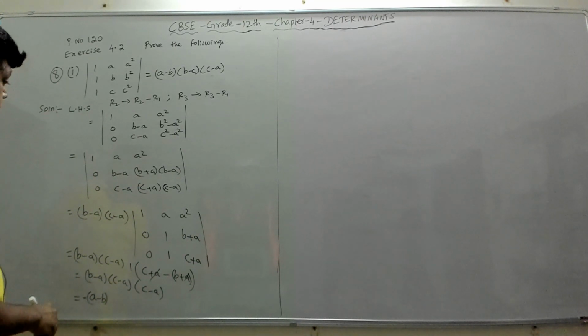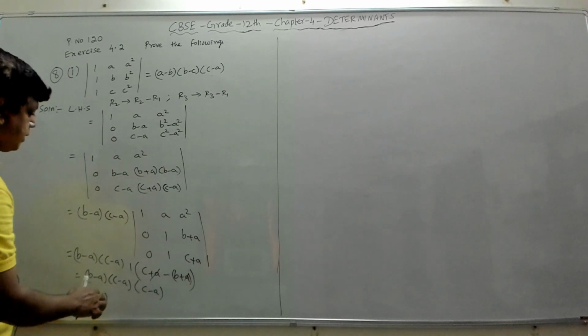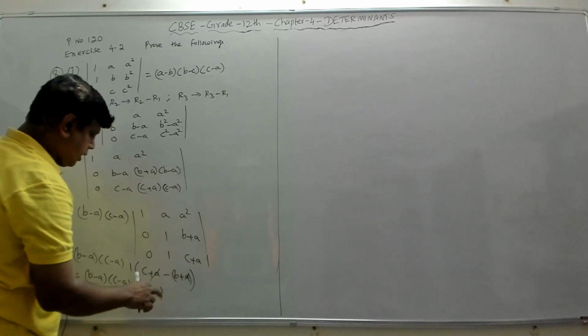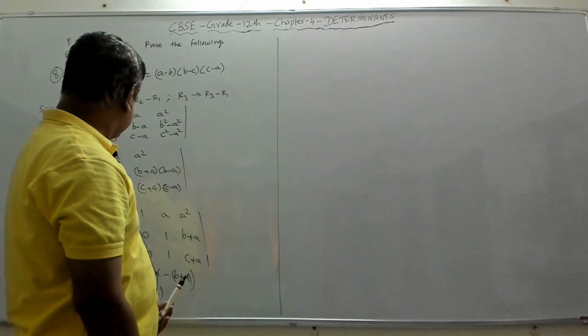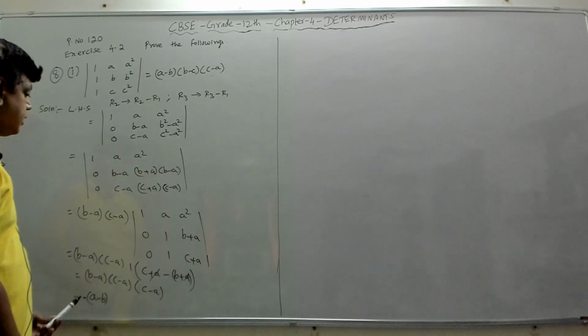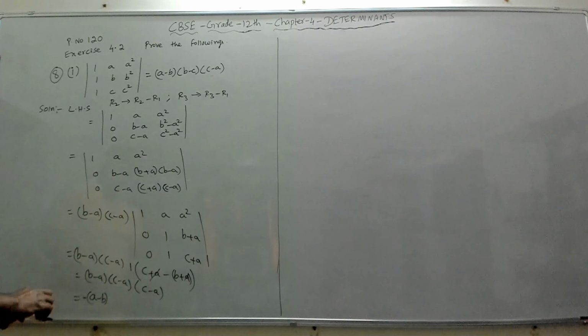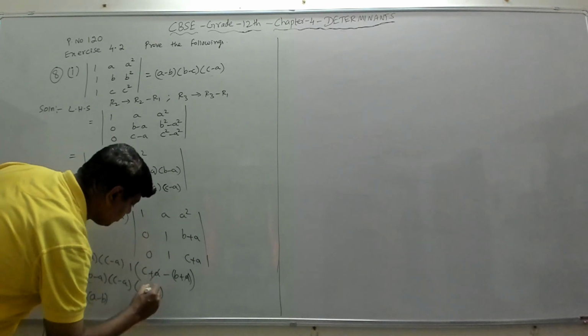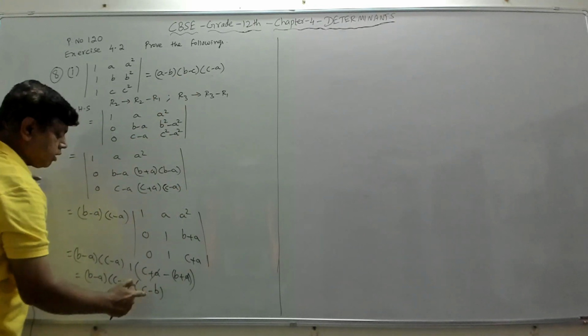So C minus A, C plus A is taken out. So this is B plus A, C plus A minus B plus A. If you multiply this, C plus A minus B plus A, this will become C minus B. Right? Okay. Now we need B minus C, but we got C minus B.